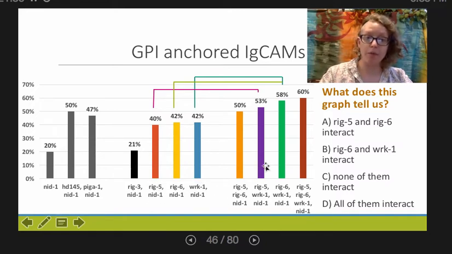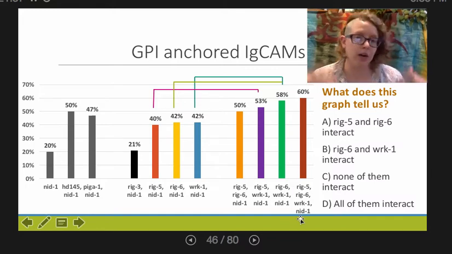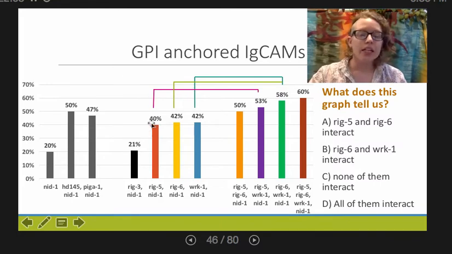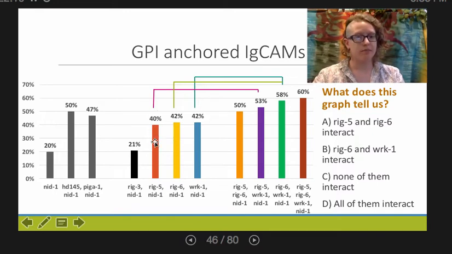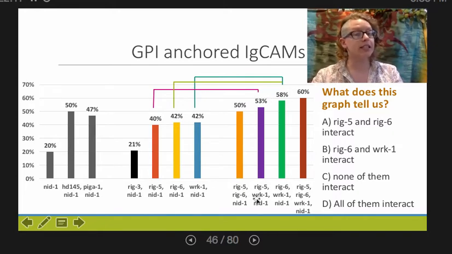Together, they make purple. In this one, RIG6 and WRK1 are missing. RIG6 and WRK1, the yellow and the blue, make green. And in this one, everybody's missing. And it's brown, because when you mix everything together, it's brown. These bars show us significant differences. So RIG5 is significantly different from RIG5 WRK1, but RIG5 RIG6 is not significantly different from RIG5.